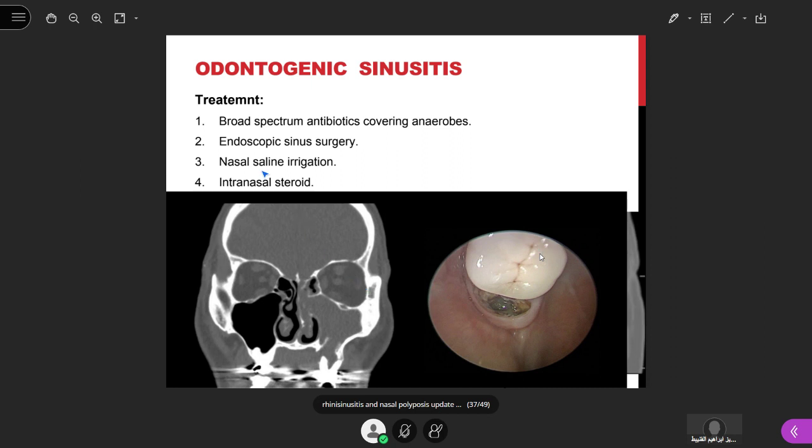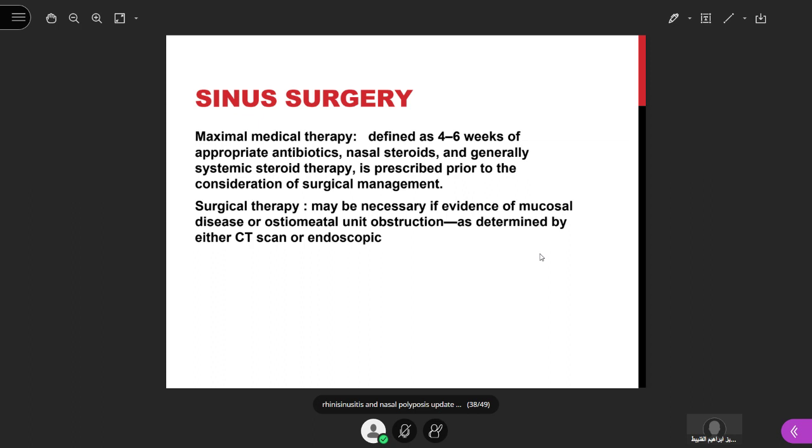Again, for the odontogenic, you need to give them broad spectrum antibiotics. Sometimes you need endoscopic sinus surgery to clear all the sinus and discharge. And you need to refer the patient back to the dentist to close and cement the area of the fistula. And sometimes you need to use the intranasal steroid.